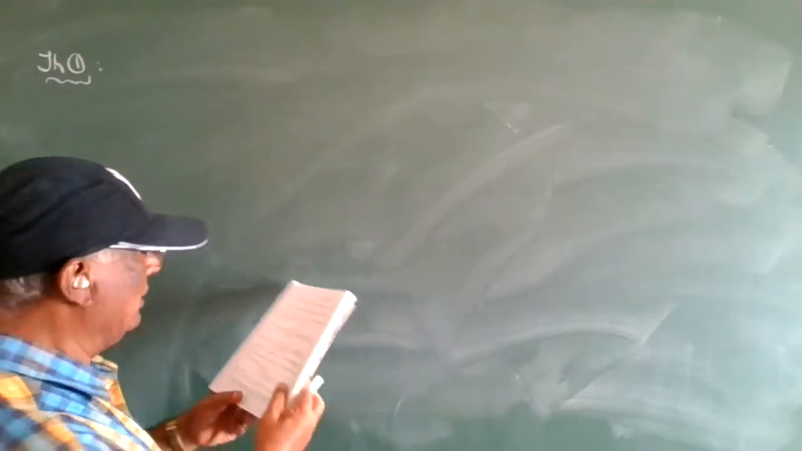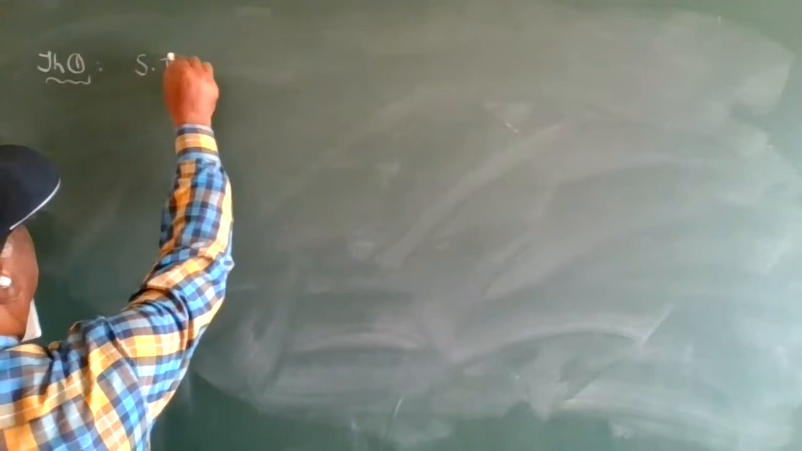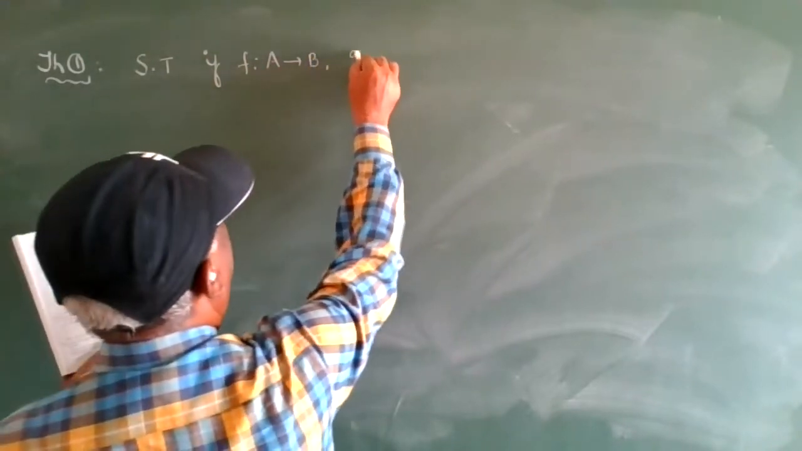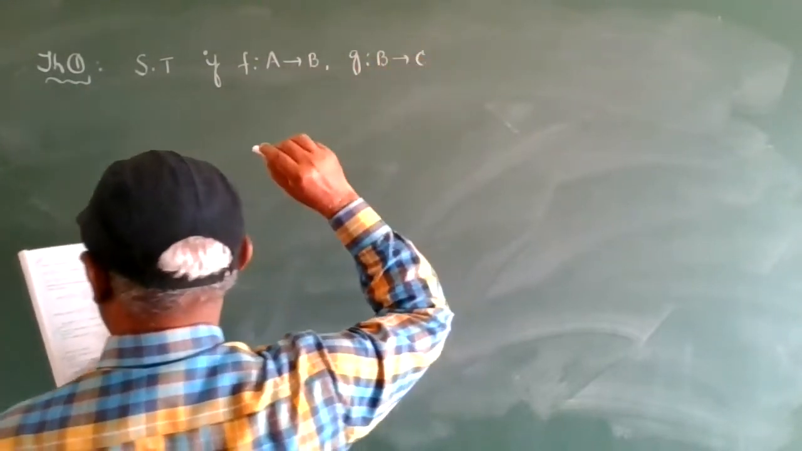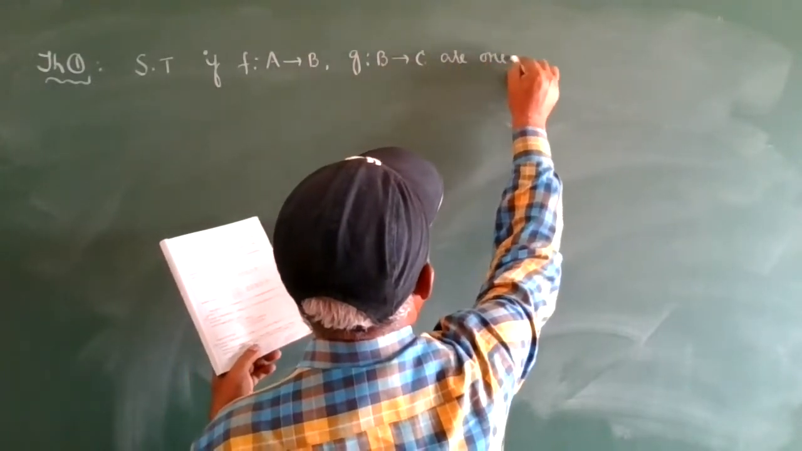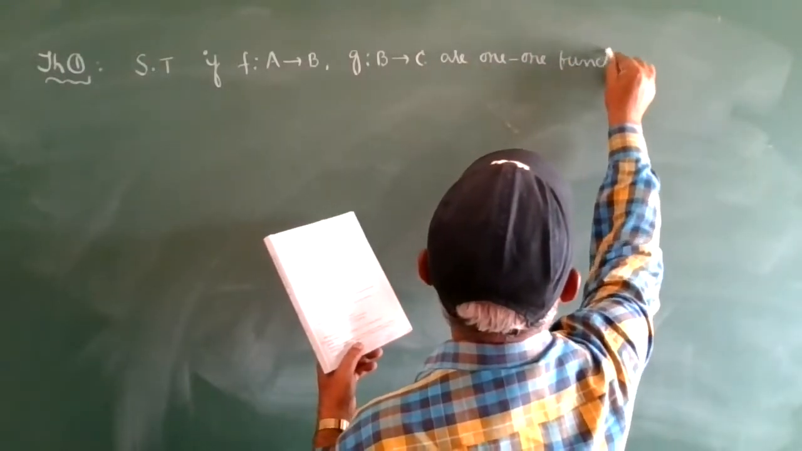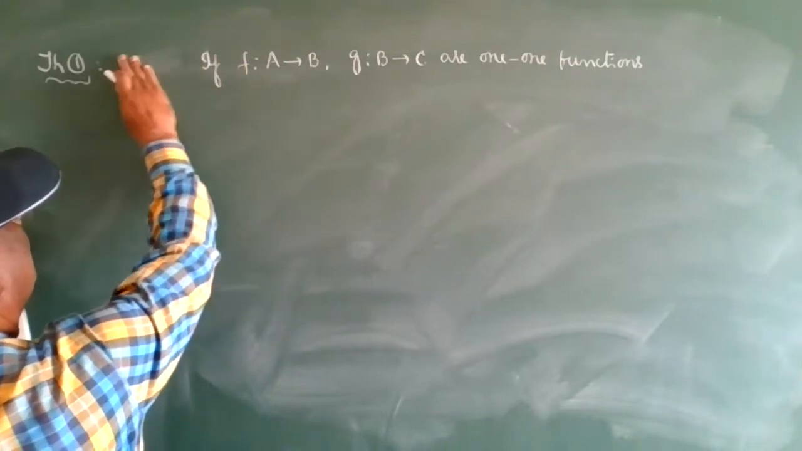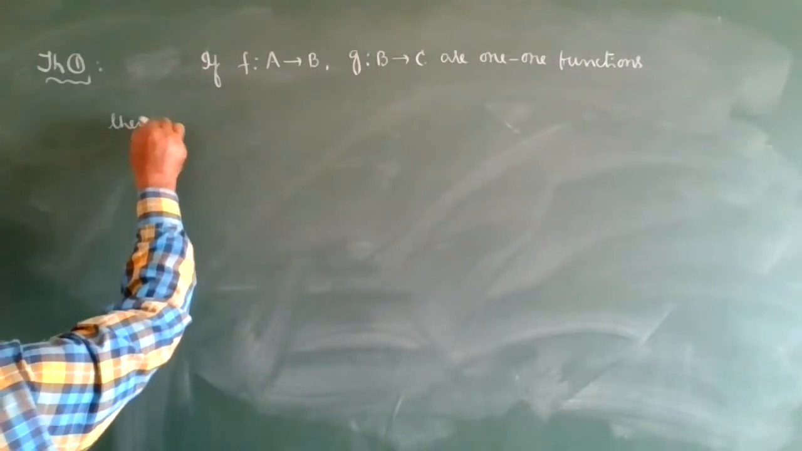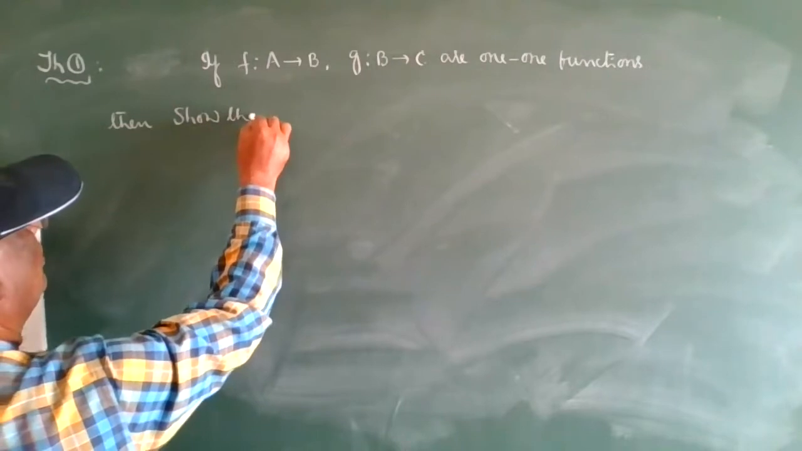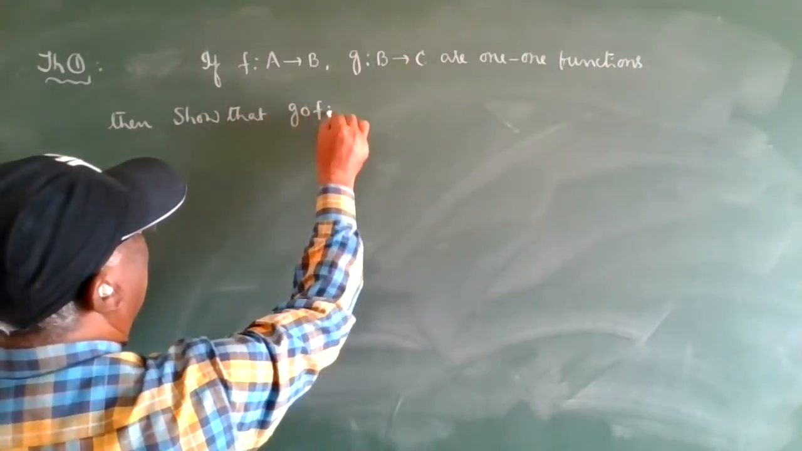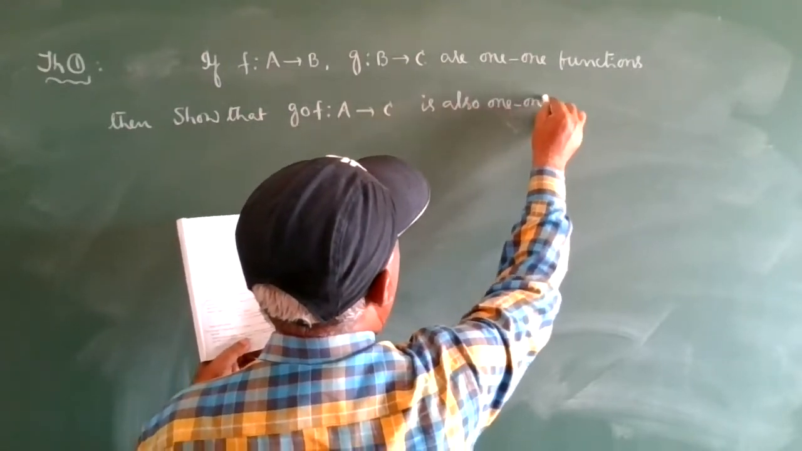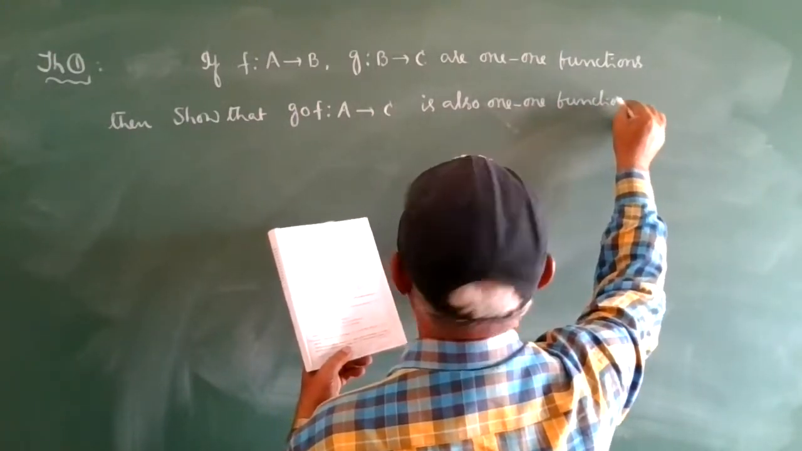So Theorem 1 is: show that if f is a mapping from A to B and g is a mapping from B to C, and both are one-one functions, then show that g circle f, mapping A to C, is also a one-one function. This is the theorem. Everyone, see the first theorem.